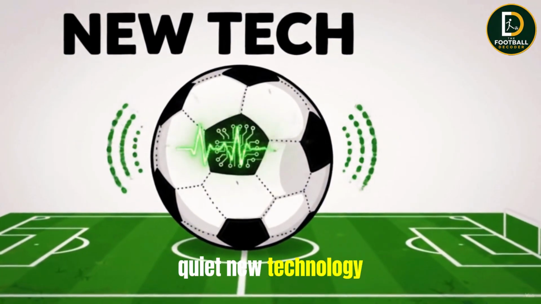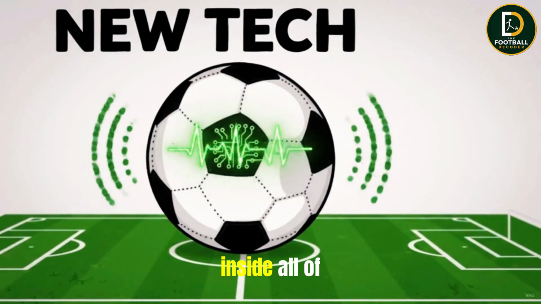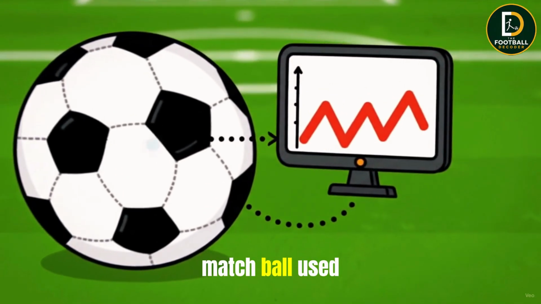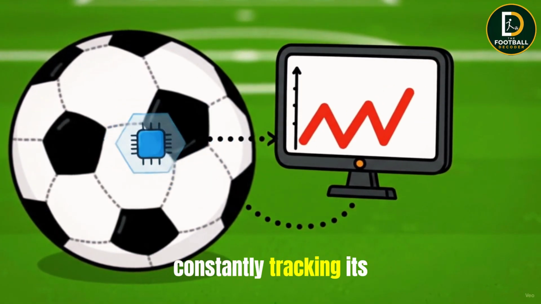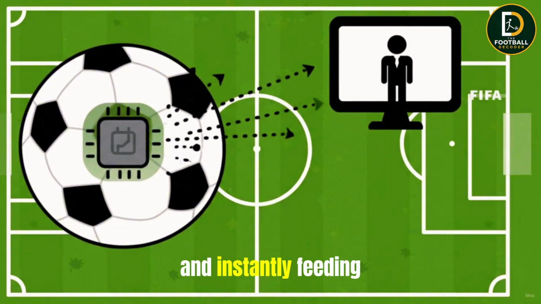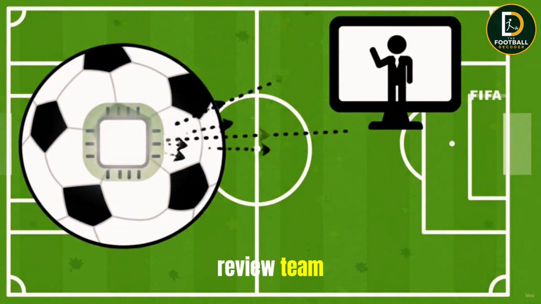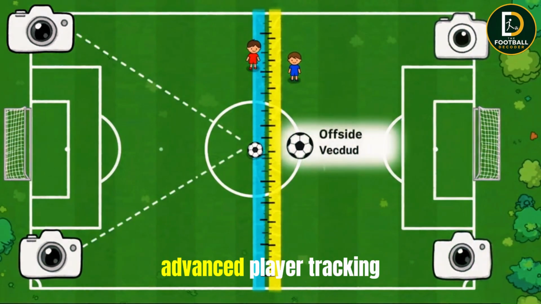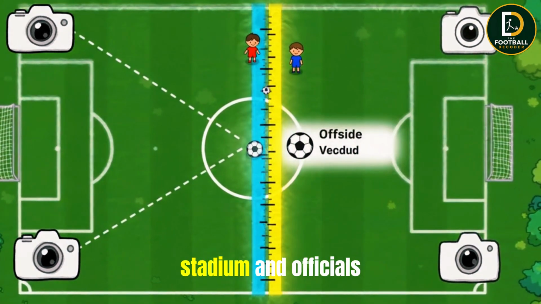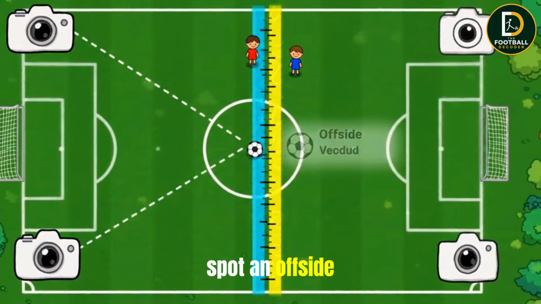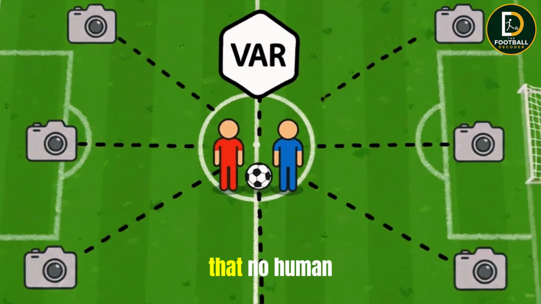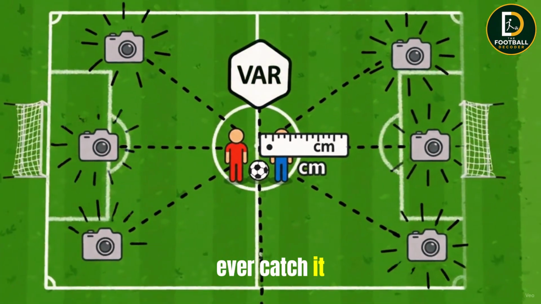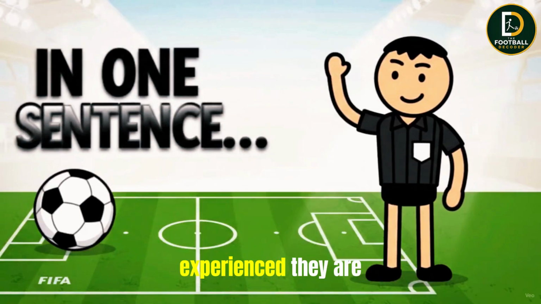There's also some quiet new technology working behind the scenes alongside all of this. The official match ball used at this tournament has a small sensor chip built right inside it, constantly tracking its exact movement and instantly feeding that data straight to the video review team. Combine that with advanced player tracking cameras positioned around the stadium, and officials can now spot an offside call accurate down to just a few centimeters, a margin so small that no human referee's eye could ever catch it in real time, no matter how experienced they are.